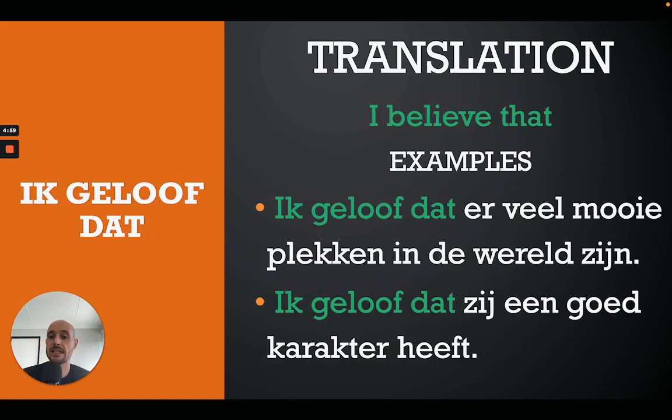Then we go to the next one. We already have ik vind dat. We already had ik denk dat. Now we also have ik geloof dat. Ik geloof dat would be "I believe that." Ik geloof dat er veel mooie plekken in de wereld zijn. Ik geloof dat zij een goed karakter heeft. Alright, so I believe that there are many beautiful places in the world, and I believe literally that she has a good character, so that she's a good person. Again, dat or verb is going all the way to the end of the sentence.